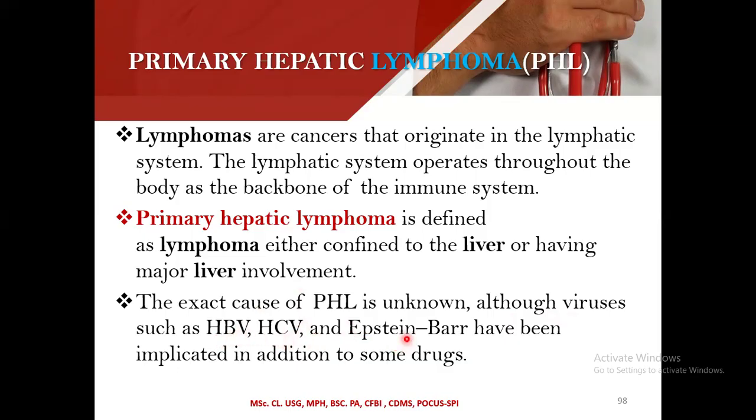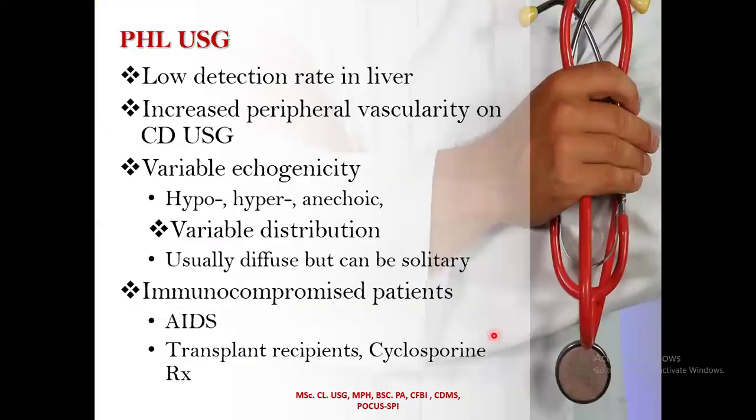The exact cause of primary hepatic lymphoma is unknown, although some viruses like the hepatitis B virus, hepatitis C, and Epstein-Barr virus have been implicated, in addition to some drugs. So these 3 viruses are known to be the main causes of lymphomas. Features include lymph node enlargement in the liver, low detection rate in the liver, and increased peripheral vascularity on color Doppler interrogation. So if you put your Doppler on the lesion, the inside may not show flow, but the periphery, the wall and the borders of the lesion, will show flow.